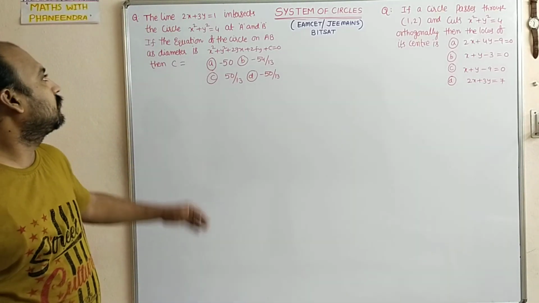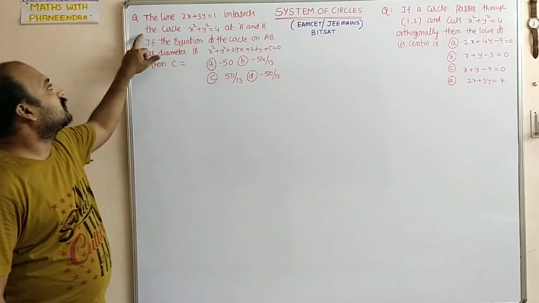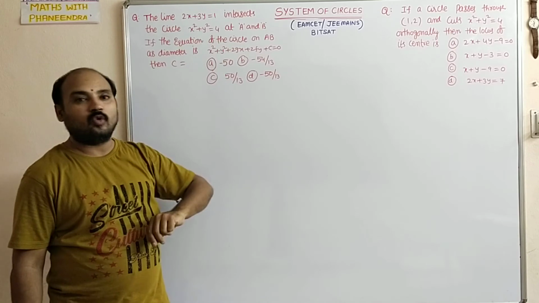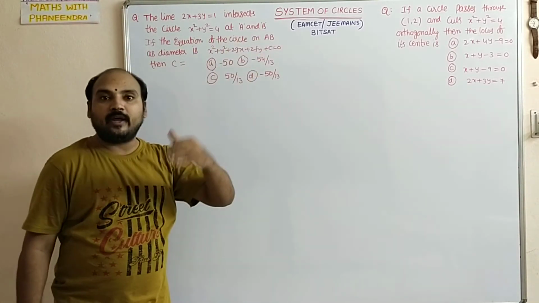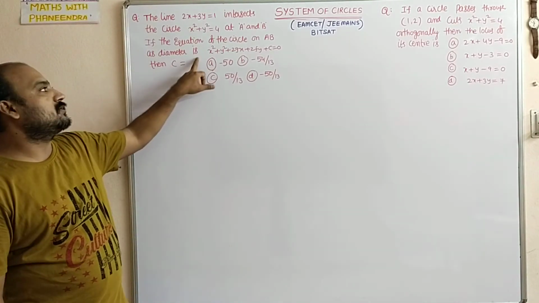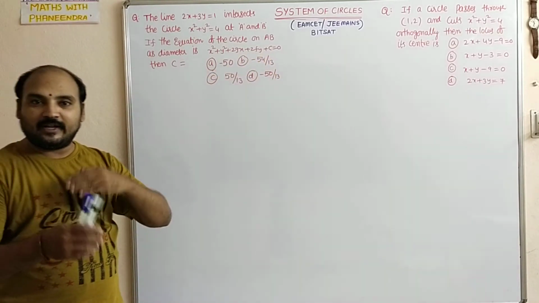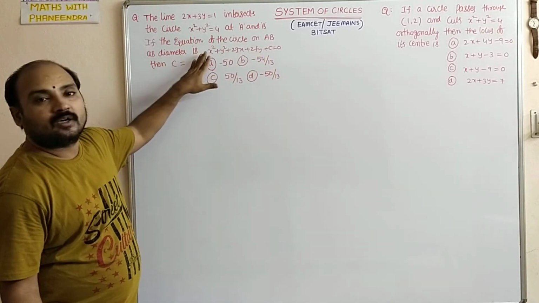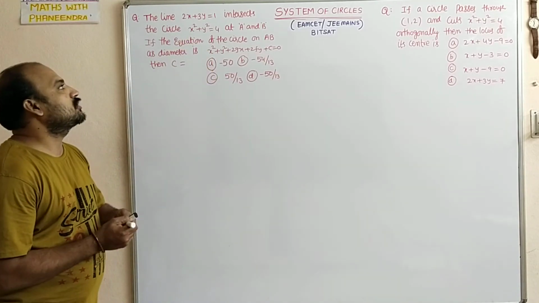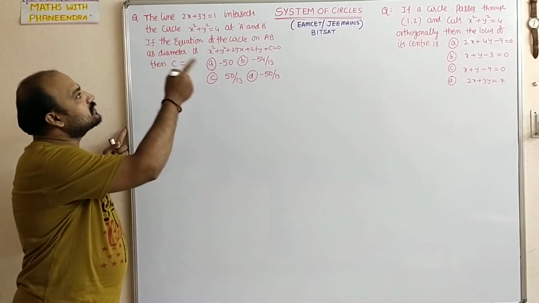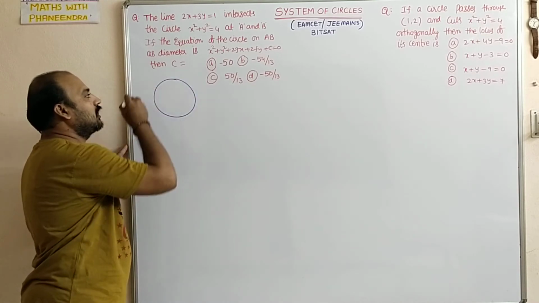The next question. The line 2x plus 3y equal to 1 intersects the circle x square plus y square equal to 4 at A and B. If the equation of the circle on AB as a diameter is this circle, in this circle they are asking to calculate only c. After getting the answer, we can compare with this equation and get the value of c. See, it's a very easy question. The line intersects the circle in two distinct points, A and B. So, this is the circle equation.